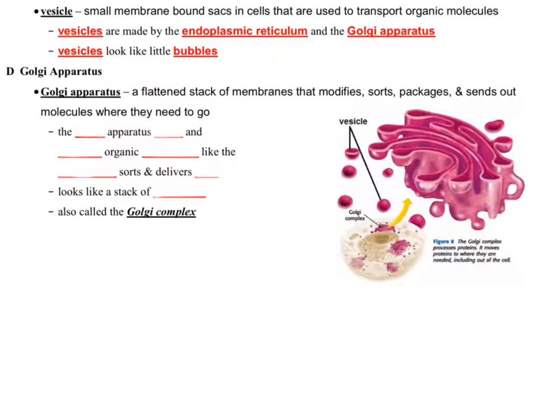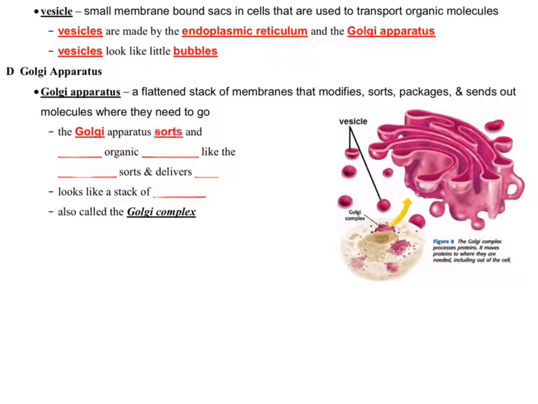So next we'll look at the Golgi body, or the Golgi apparatus. It is a flattened stack of membranes. It looks sort of similar to the endoplasmic reticulum, but it looks much more organized. It very clearly looks like a stack of these membranes, more condensed, not so spread out and chaotic like the endoplasmic reticulum looks. One of the skills you need to develop is the ability to distinguish between rough ER and smooth ER and the Golgi body, Golgi apparatus, Golgi complex. So again, it's a flattened stack of membranes, and its job is to modify, sort, package, and send out molecules where they need to go in the cell.